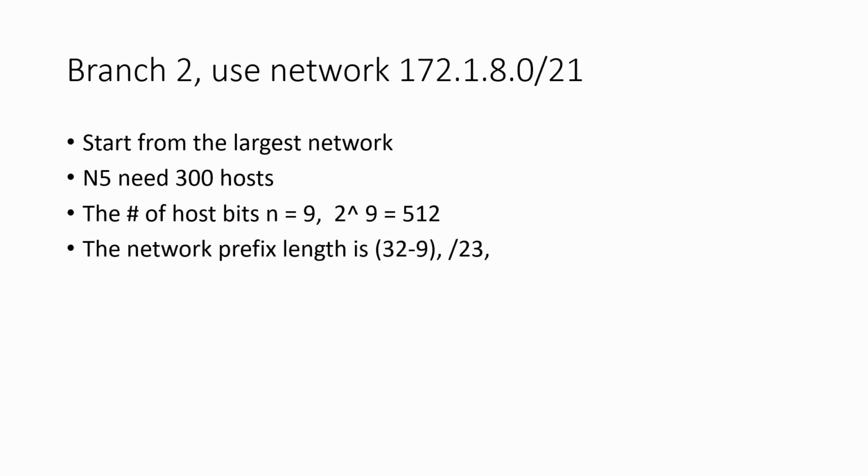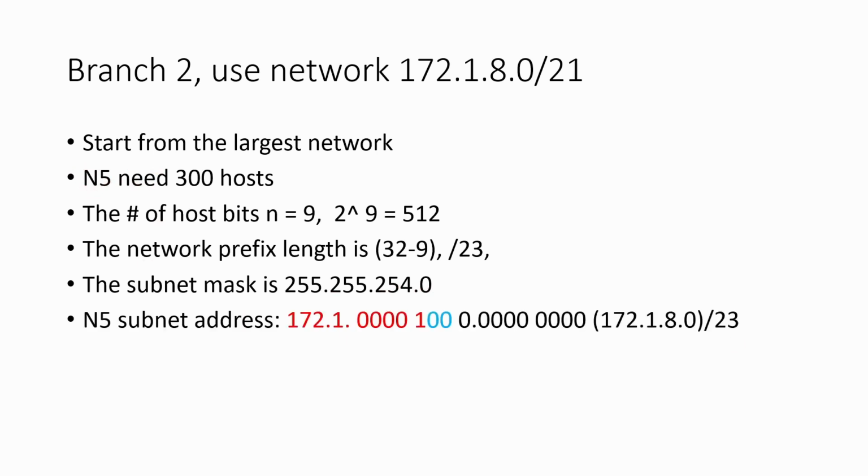So that's how we determine the host bits must be 9. Then we can calculate the network prefix length. Use the length of the IP address, 32, minus the host bits, 9. We get the prefix /23. Write it into the formal subnet mask: 255.255.254.0. That is the subnet mask for M5. Then we can write down the subnet address. That is 172.1.8. Write 8 into binary because the network boundary is inside the third octet.